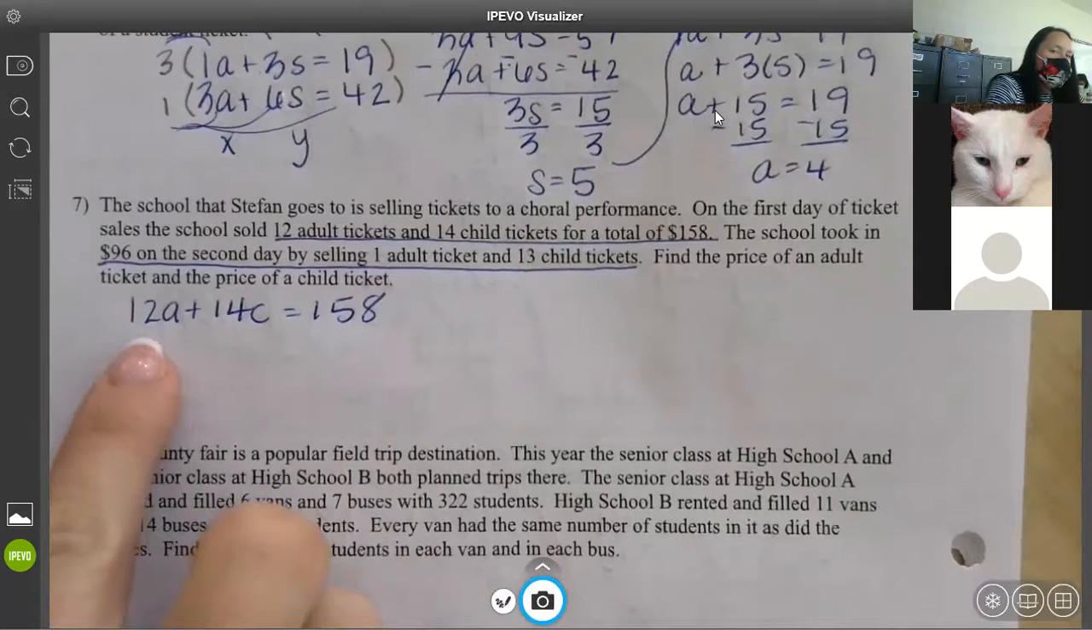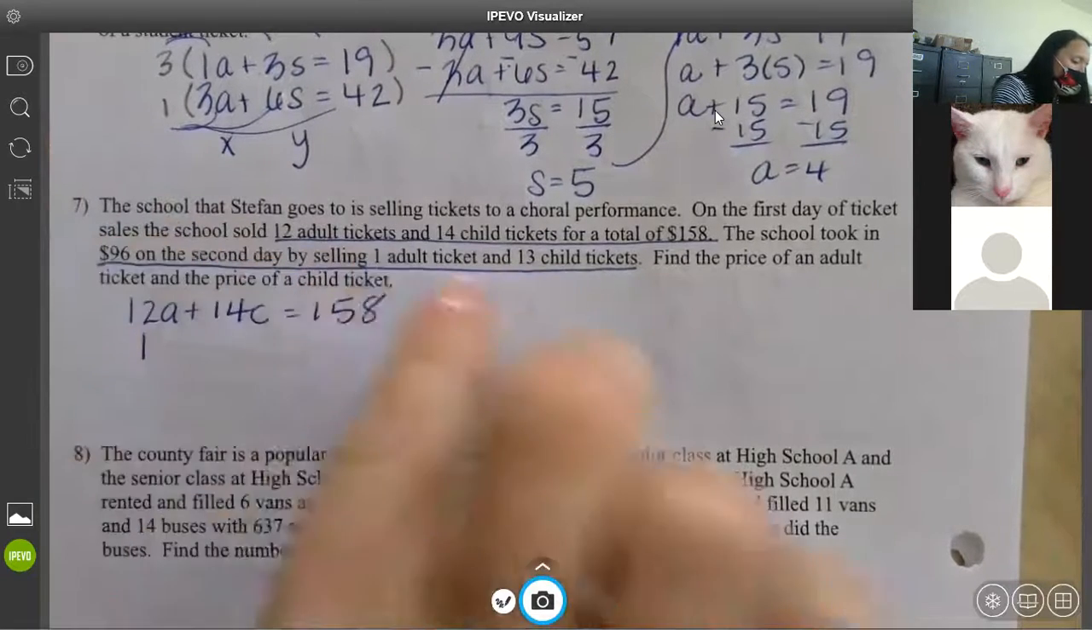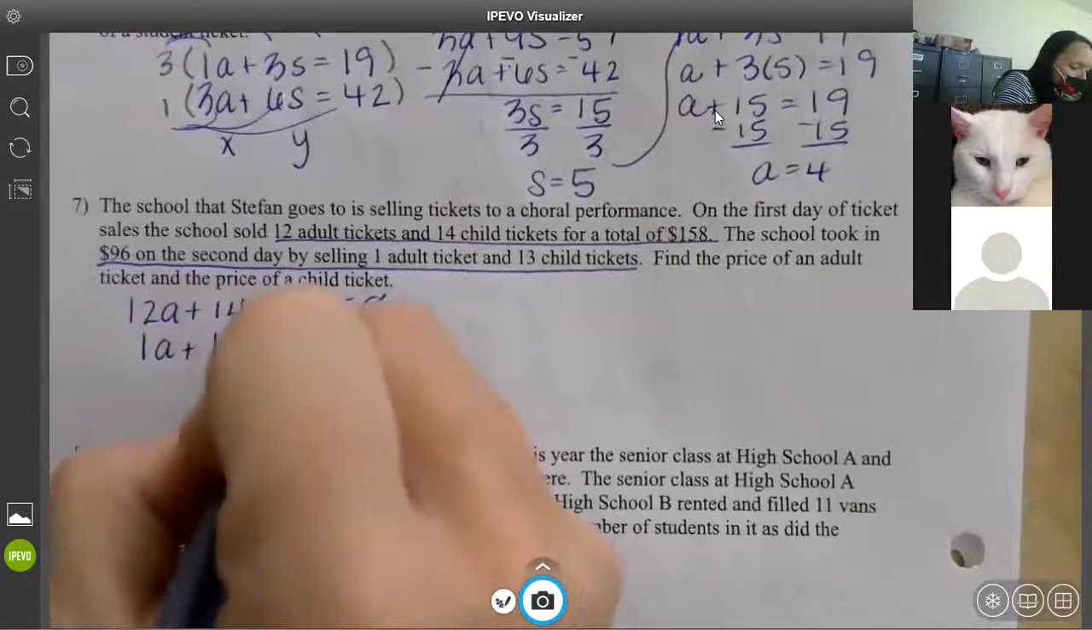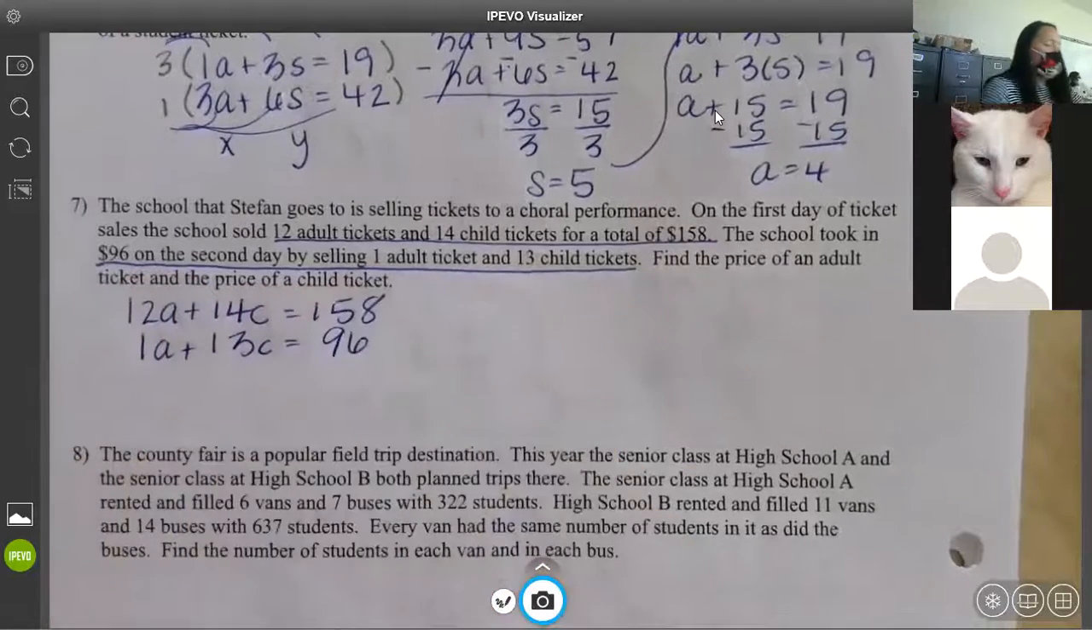How many adult tickets? There is 12. 1. On this one, 1 adult. 13, oh, child, 13 tickets. Nice. Why y'all gotta talk over me like that? We all got different opinions.